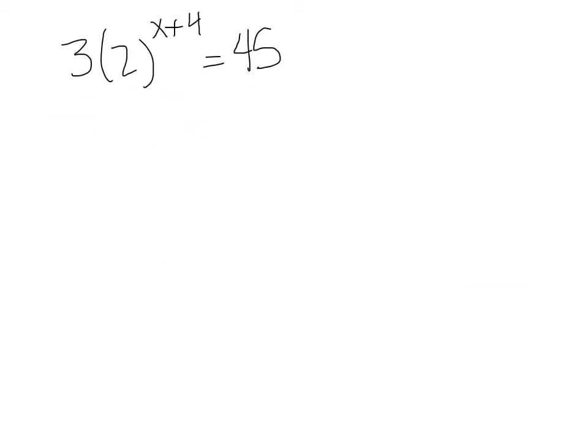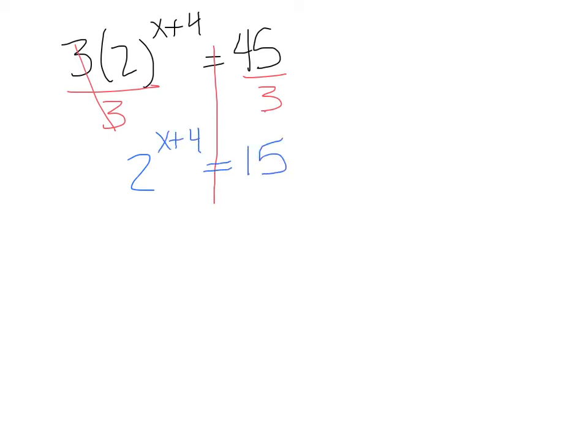Now this one looks a little bit trickier, but again, you want to think about those steps that we used when solving with common bases, because the first part of those steps remains the same, even when there isn't a common base. Those steps involve getting the exponential by itself. So in this case, we have to divide by 3 first. That will cancel each other out, and we're left with 2 to the x plus 4 equals 15.